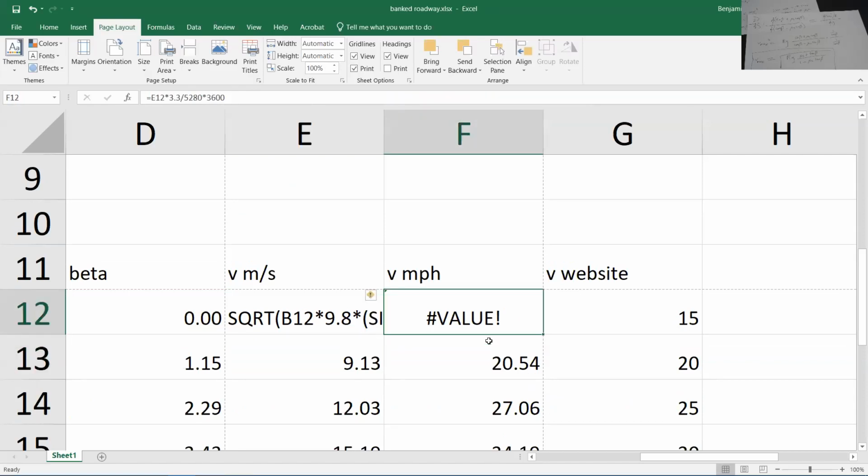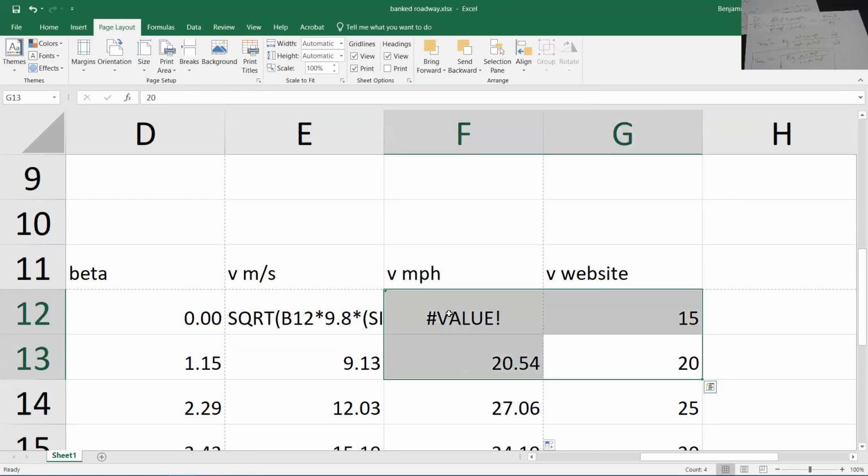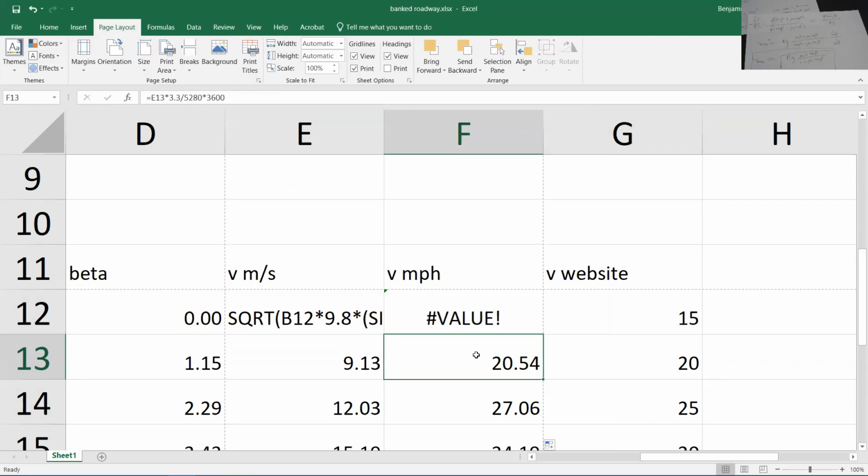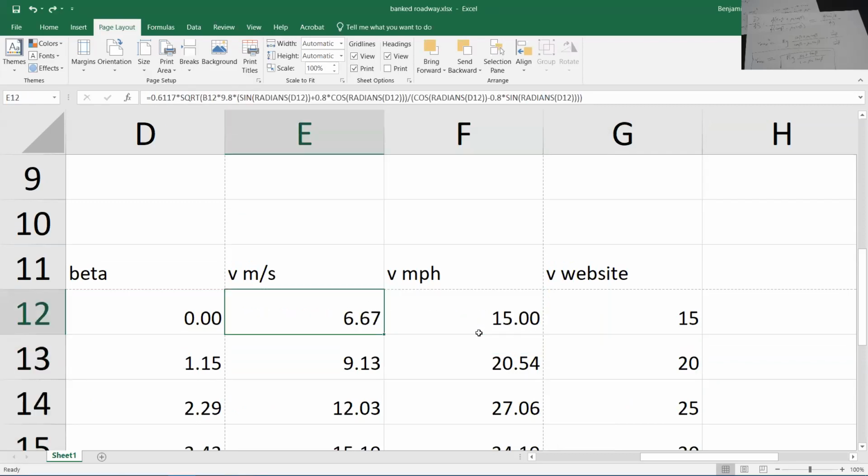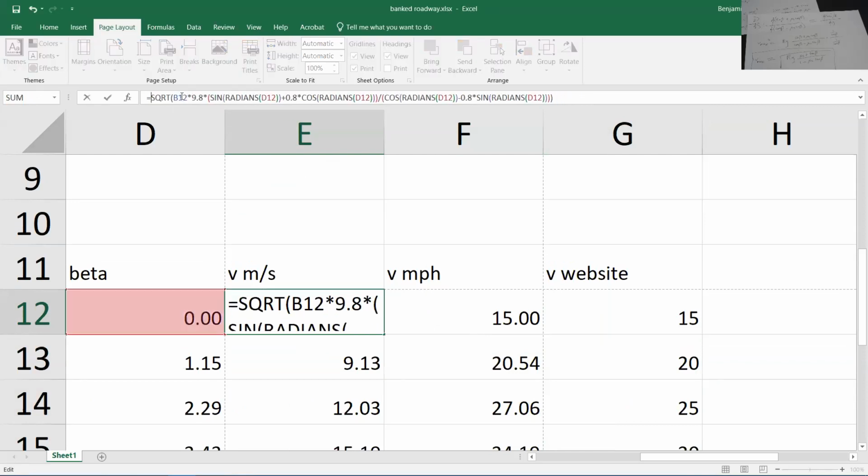Okay, that didn't even come out right at all. Hang on a second. Let me undo what I just did. I don't know what happened there. Okay, right here, let me get rid of this 0.6117.